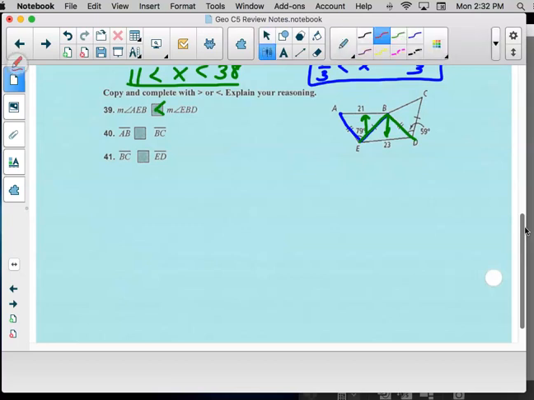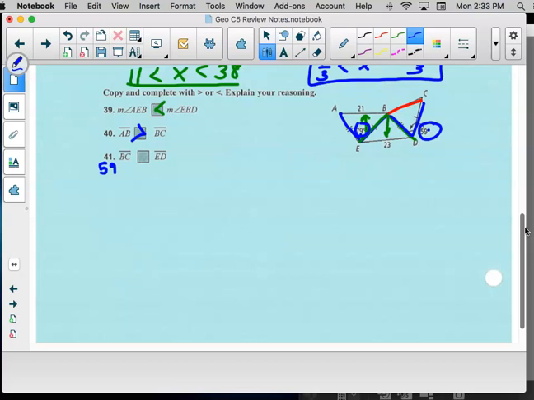Now, for this next one, segment AB, what is that compared to segment BC? Now this is BC. Remember, these things are still held the same, and I've got this blue going across here, and this is 59, and this is 79. 59 is smaller than 79, so BC must be smaller, because BC is across from 59, and AB is across from 21.